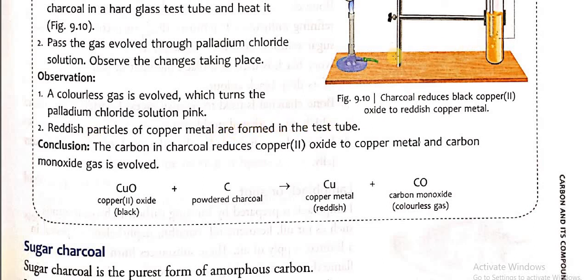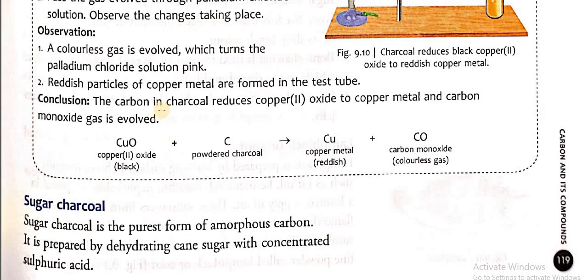And at the same time, you'll find the copper metal. The conclusion is that the carbon in charcoal reduces copper oxide to copper metal, and carbon monoxide gas is formed. So we can say that it is a reducing agent.